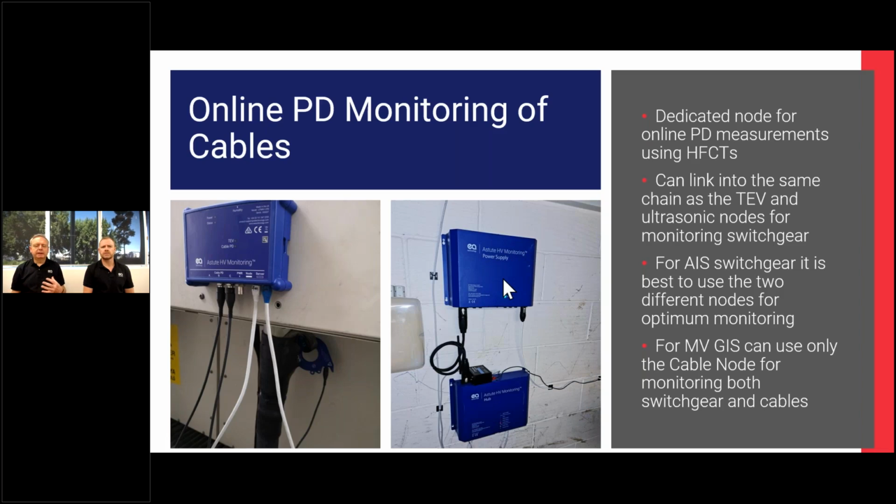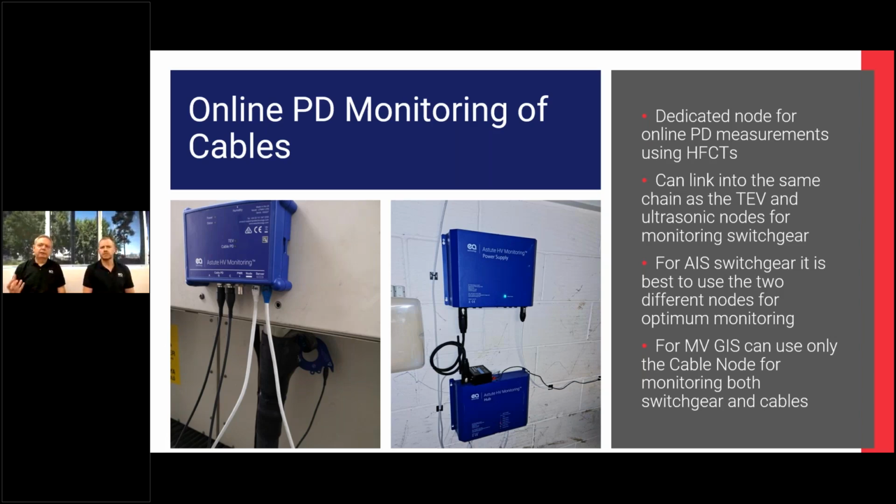So you can have a combination of the standard TEV and ultrasonic, which we use for monitoring switchgear, and link into that chain these dedicated cable nodes for monitoring cables. If you want to monitor air insulated switchgear and the cables, we always recommend these two different types of node, so that you have the transient earth voltage and ultrasonic measurement for the air insulated switchgear and the terminations, and the HFCT measurement for looking down the cable.